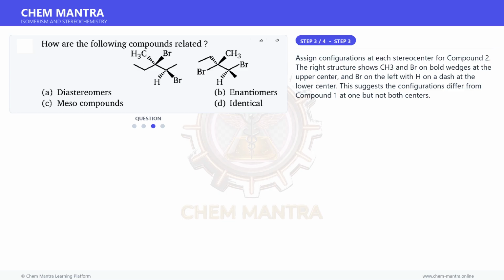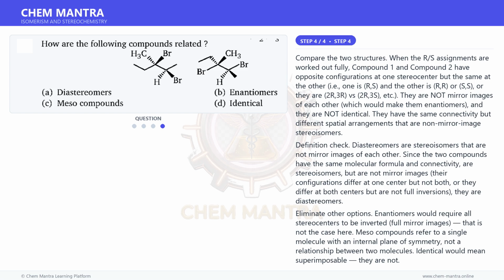Assign configurations at each stereocenter for compound 2. The right structure shows CH3 and Br on bold wedges at the upper center and Br on the left with H on a dash at the lower center. This suggests the configurations differ from compound 1 at one but not both centers. And for the final step, compare the two structures.